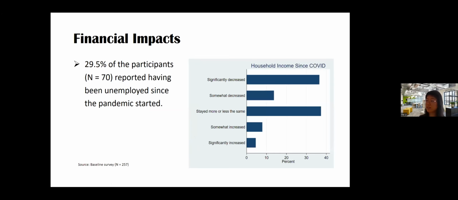As for financial impacts of the pandemic, we see most of the patients are negatively impacted. Almost 40% report that their household income significantly decreased since COVID, and another 15% say it somewhat decreased. Very few said their income increased after COVID. Almost 30% of the participants say they are unemployed since COVID, meaning they want to be employed, because many of our patients don't work or are retired, but among those that are looking for a job, many have been unemployed since the pandemic started.